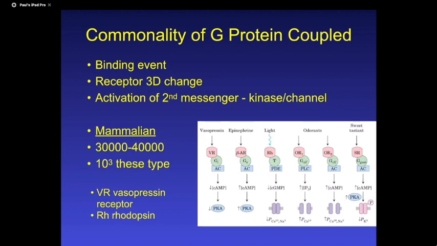There are thousands of these proteins that are in these pathways. It is a large fraction, upwards of 10% of all proteins that are produced in the genome. Most of the binding events cause a receptor change in three-dimensional shape, activation of some sort of second messenger, which then interacts with a channel or a kinase.